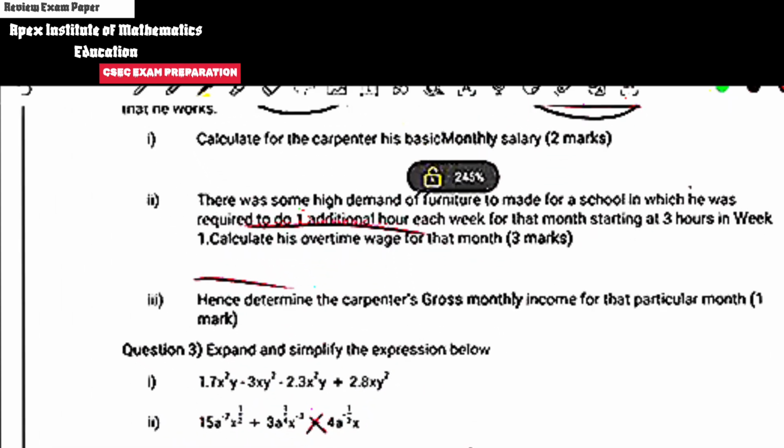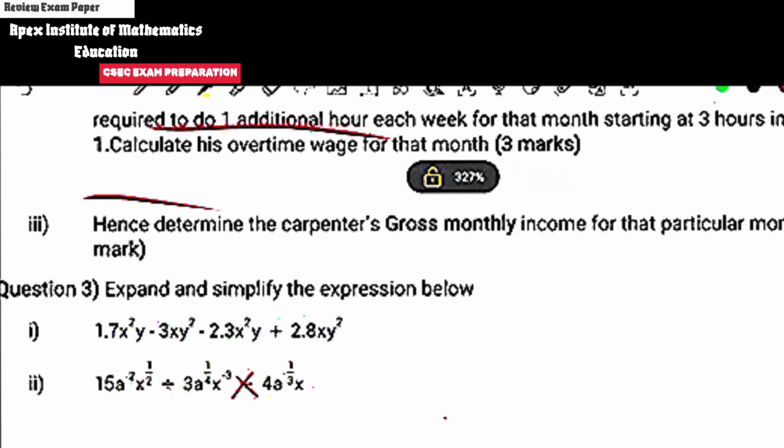We are required to expand and simplify the expressions below. 1. 7x squared y minus 3xy squared minus 2.3x squared y plus 2.8xy squared. And for part 2, we are asked also to do 15a raised to the negative 2x raised to the half divided by 3a to the quarter x raised to negative 3 multiplied by 4a to the negative a third x.